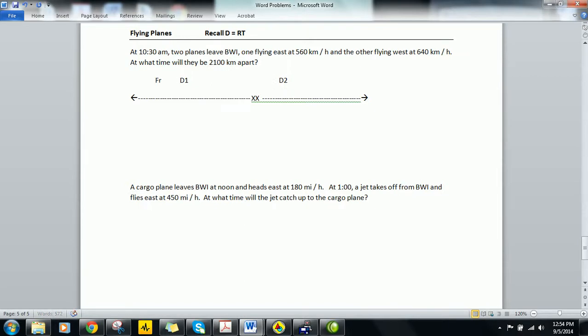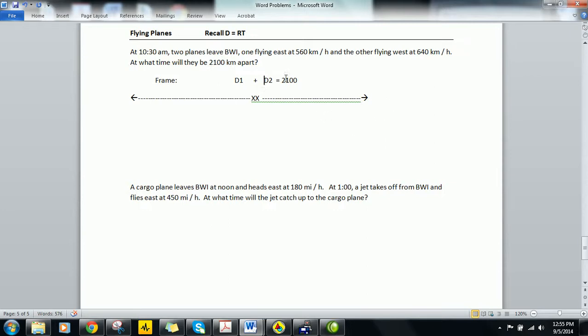So the way I would frame this problem is, at what moment in time will this distance plus the second distance equal 2,100 kilometers? That, to me, is the framing. When is the distance the plane traveling to the left, plus the distance the plane is traveling to the right, going to total 2,100? So there's my frame. Let's fill that frame in.